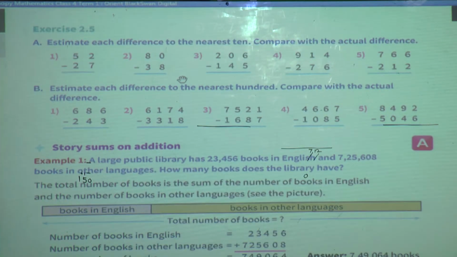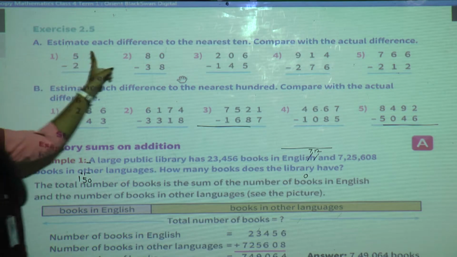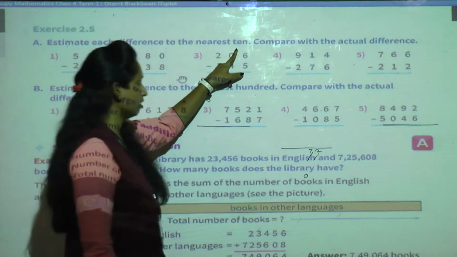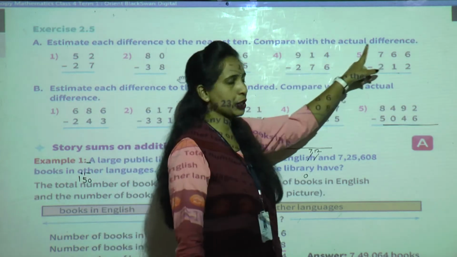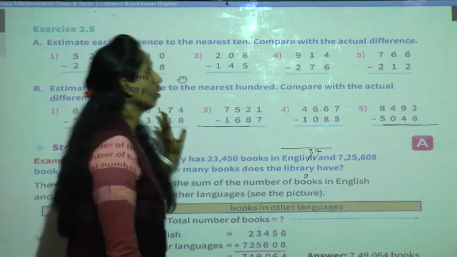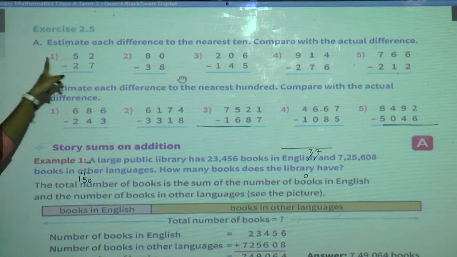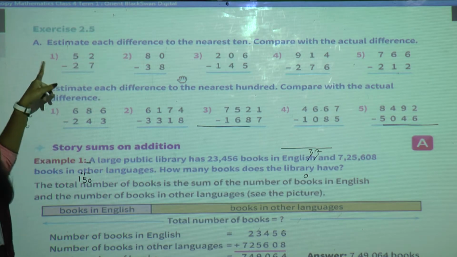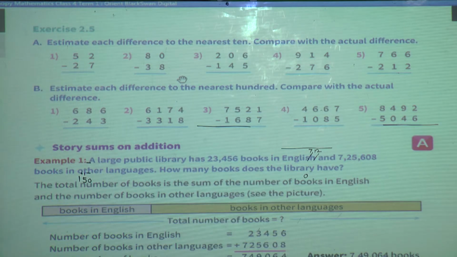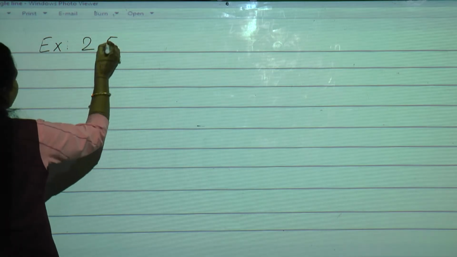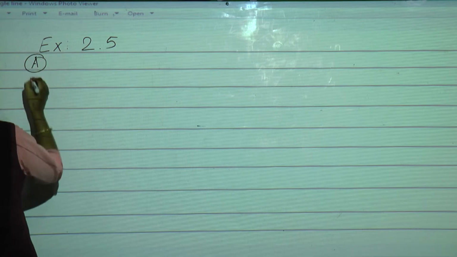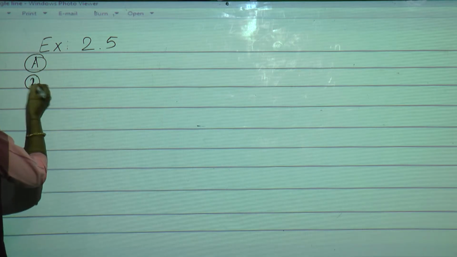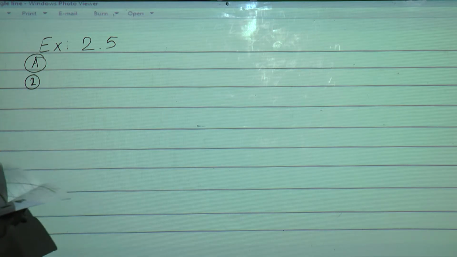Exercise 2.5. What is the A question in 2.5? Estimate each difference to the nearest 10. Compare with the actual difference. Same, only here we have to find the difference. Difference means we have to do the subtraction. Okay, now we will do it. Exercise 2.5, A question. In that I will take the second one.